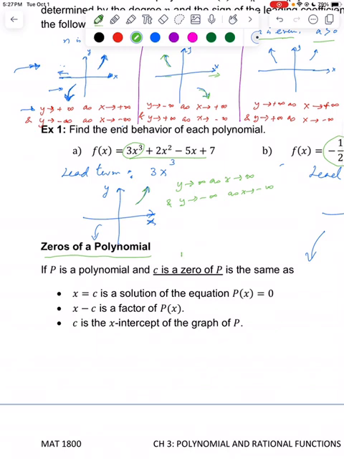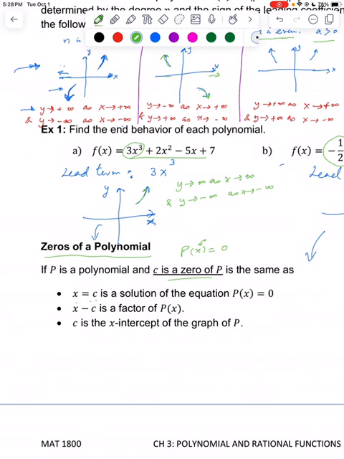equation p of x equal to 0, the values of x that make this equation 0. So these things are equivalent, so we can use one expression for another. For example, c is a 0 of p is the same as saying that x is equal to c is a solution of the equation p of x is equal to 0. Or we can say x minus c is a factor of p of x, or c is the x-intercept of the graph.